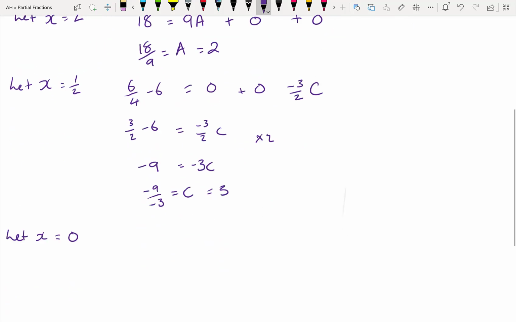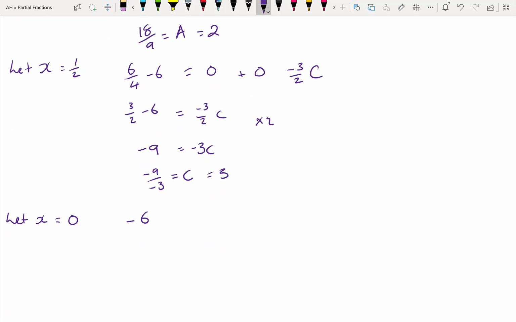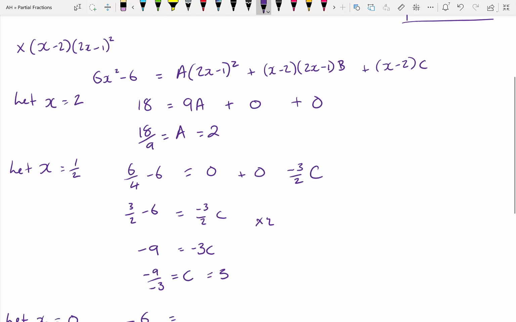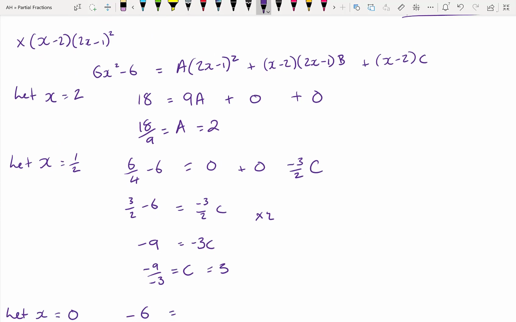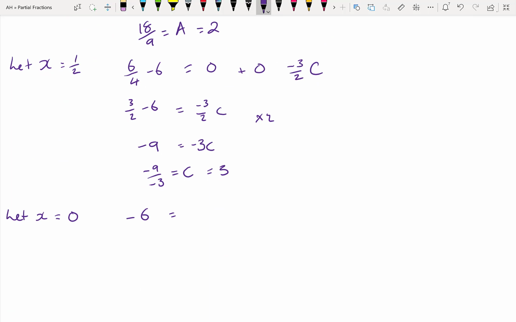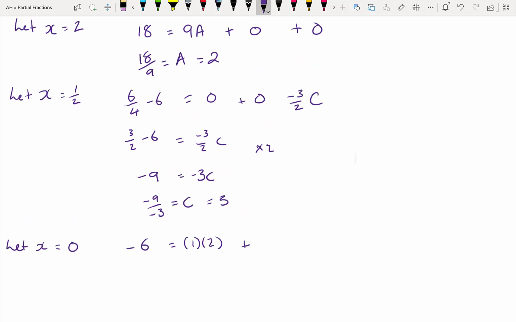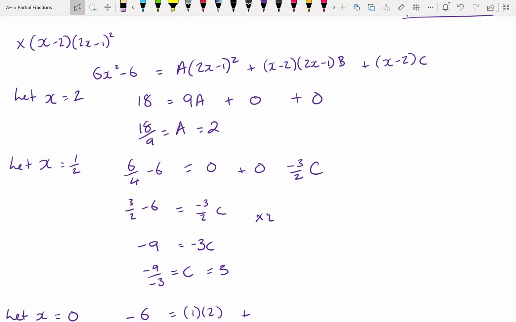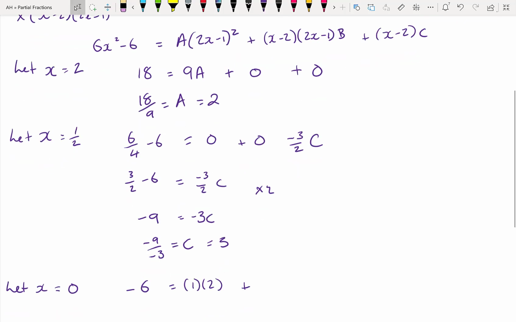So if x is equal to 0, on the left hand side I'm going to get minus 6 is equal to, 2 lots of 0 is going to give me 0, minus 1 squared is 1, and I know my value for a is 2, so I've got 1 times 2 to start with, plus, well again I'm going for 0, so I've got minus 2 times minus 1 lot of b, and so I've got 2 lots of b, and then at the end I've got 0 minus 2 is minus 2, so minus 2 lots of c, which is 3.